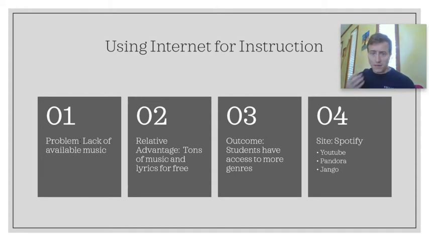The relative advantage of the internet is tons of music, tons of lyrics for free in a very small space with little to no cost. Outcome, students have access to more genres. They don't have to just listen to the same tracks over and over again that have been played off a disc for the last 20, 30 years. Some useful sites for this are Spotify, YouTube, Pandora, Jango. All these are free and available online sources.